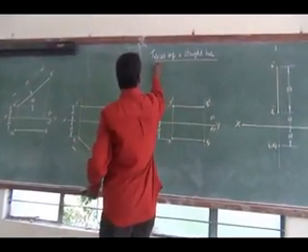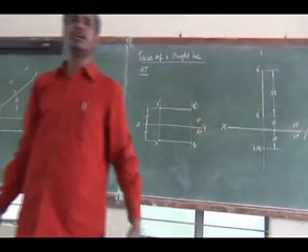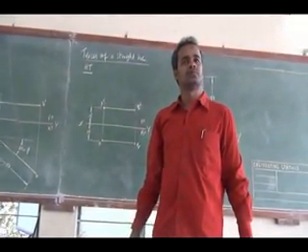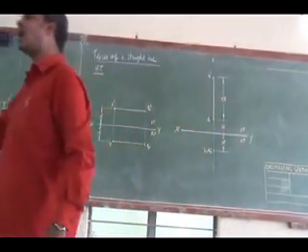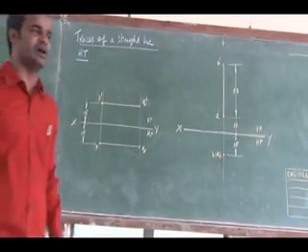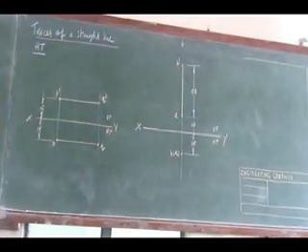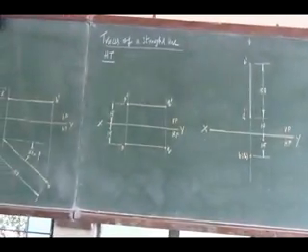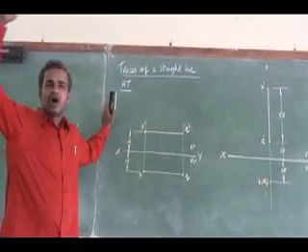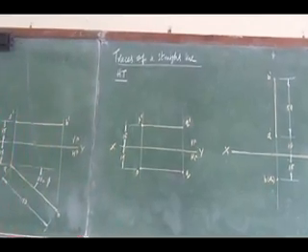Then I have the horizontal trace. Horizontal trace in the sense what? If the straight line intersects with the horizontal plane, that point is nothing but a horizontal trace. The intersection point of a straight line with the horizontal plane is termed as horizontal trace, normally denoted as HT.